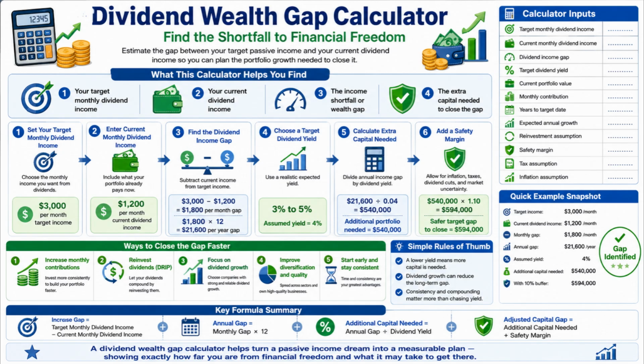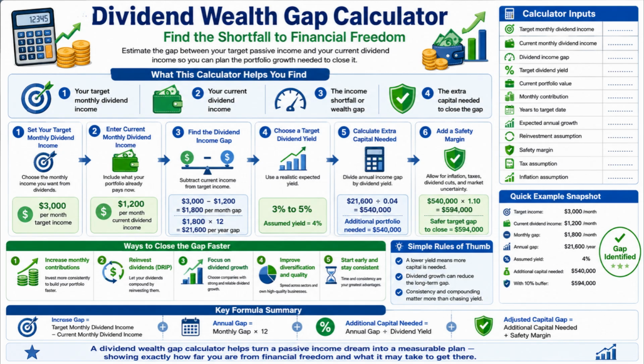For example, the quick snapshot in this case is very clear. The target income is $3,000 per month, while the current dividend income is $1,200 per month. Therefore, the monthly gap is $1,800, and the annual gap is $21,600. Then, using a 4% yield, the additional capital needed becomes $540,000, and with a 10% buffer, the final adjusted target rises to $594,000.